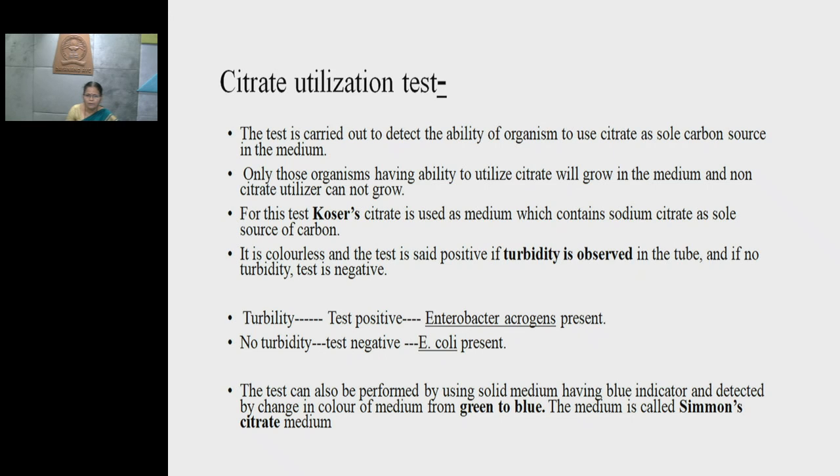So this test can be also performed by using another medium, that is the solid medium, instead of Koser citrate medium, in which the blue indicator, that is the bromothymol blue, is added in this medium, and the detection of citrate utilization is detected by change in color of medium from green to blue, and the medium is called as Simmons citrate medium. The citrate source is same, but only in this medium the agar is used to make the medium solid, and the indicator, that is the bromothymol blue indicator, is used, so that in case of positive test, the color change of the medium will be green to blue.